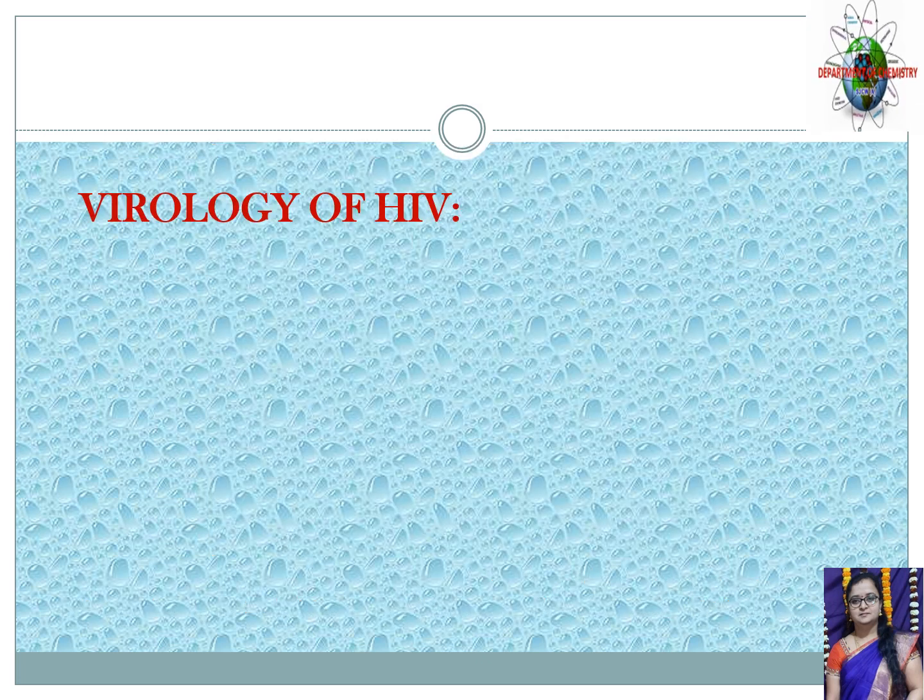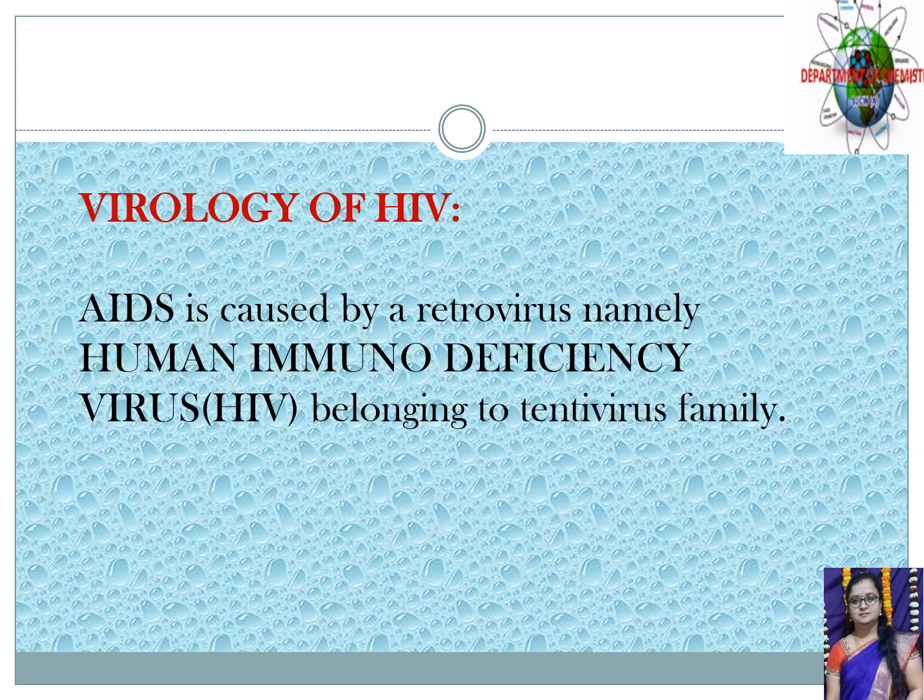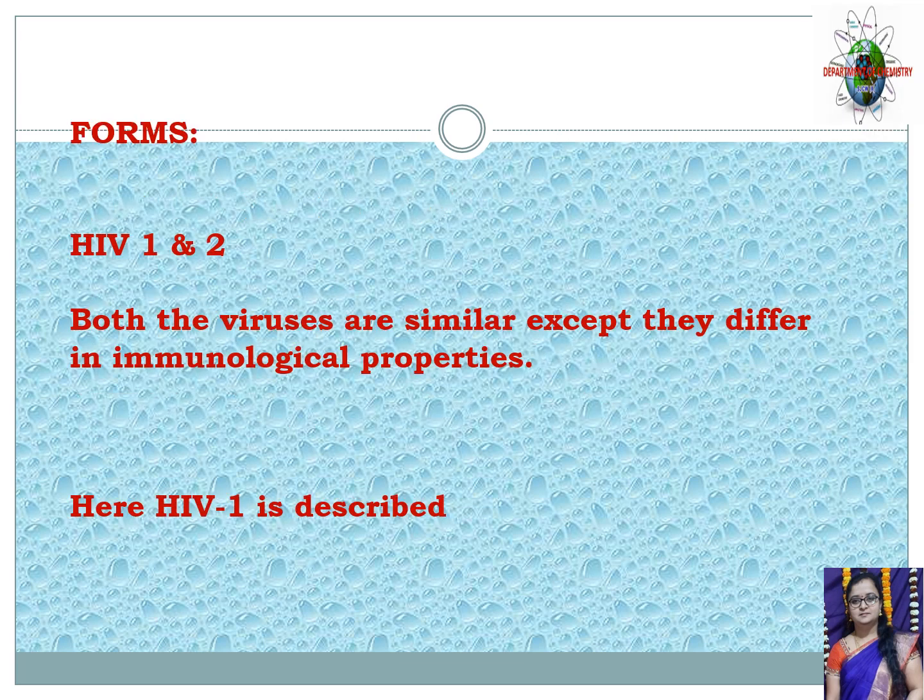Now coming to the virology of HIV. AIDS is caused by a retrovirus, namely human immunodeficiency virus, that is HIV, belonging to the lentivirus family. There are two forms of HIV, HIV-1 and HIV-2. Both the viruses are similar except they differ in their immunological properties. Here in this chapter, HIV-1 is described.